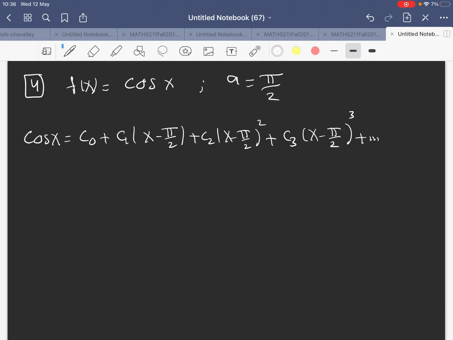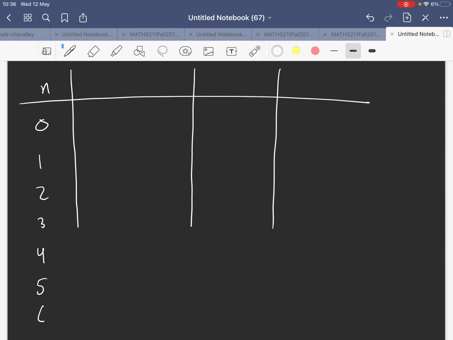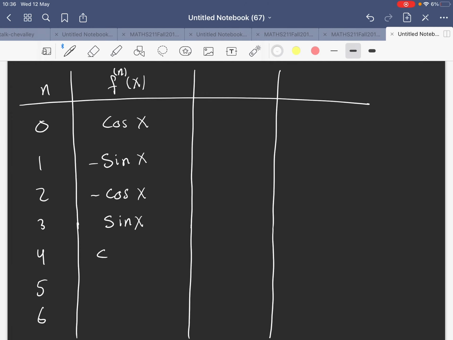Again, we need to make our table up here. Zero, 1, 2, 3, 4, 5, 6. And then the nth derivative. So we start with cosine x. Next derivative is minus sine x. Next derivative is negative cosine x. Next derivative is sine x. And then I will get back to cosine x.